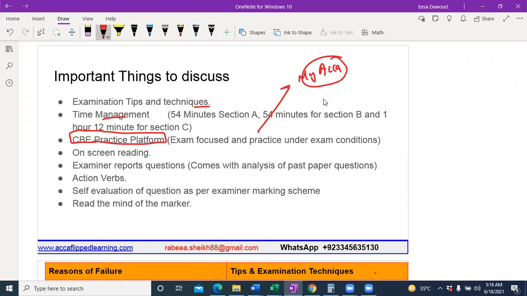Whatever paper you are registered for, accordingly you will be given access via myACCA to the CB practice platform. It is exam focused, and here you can do exams under exam conditions. You can assign questions yourself, mark your answer later, and compare your answer with the marking scheme. It's a very good platform, and we will be practicing there as well. So it is very important that throughout your course, you do your practice on the CB practice platform.